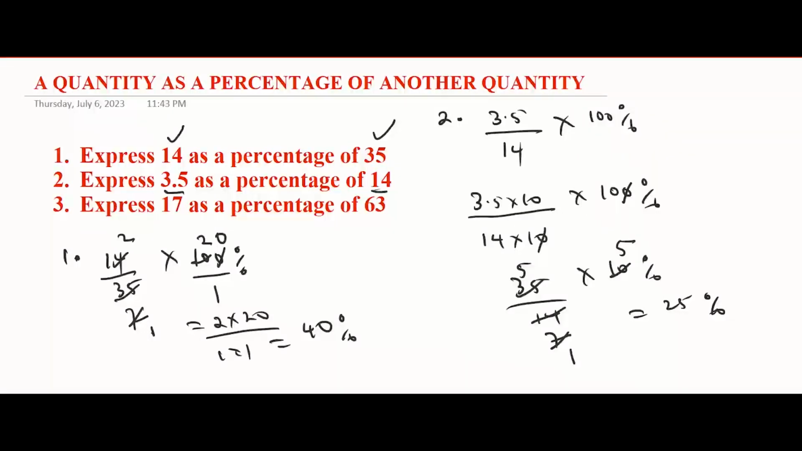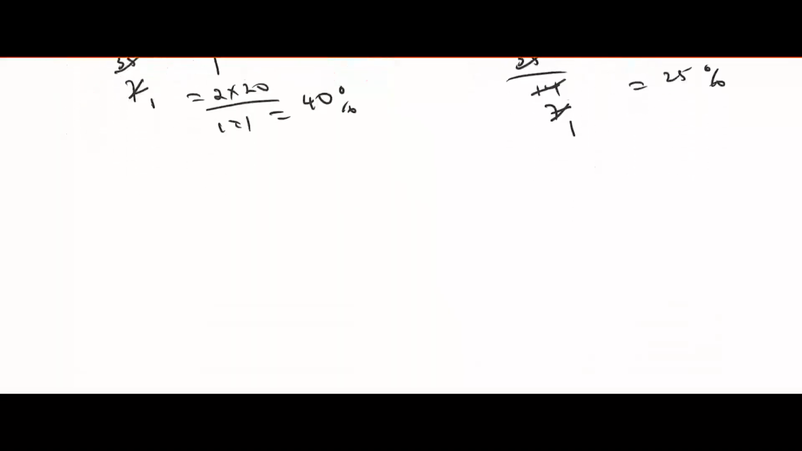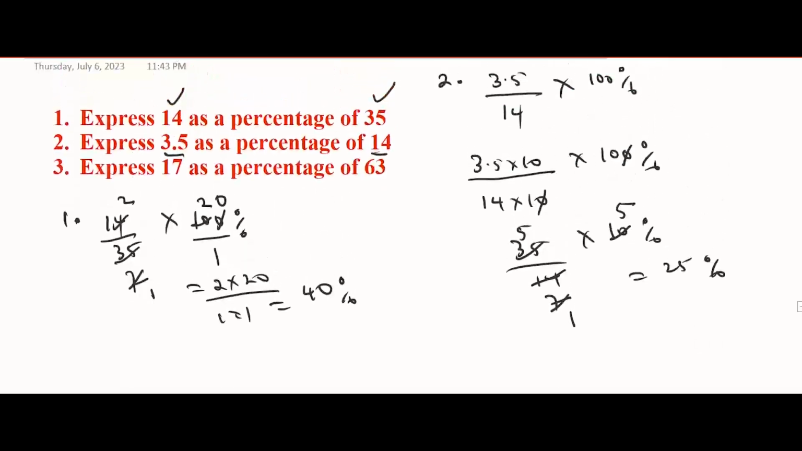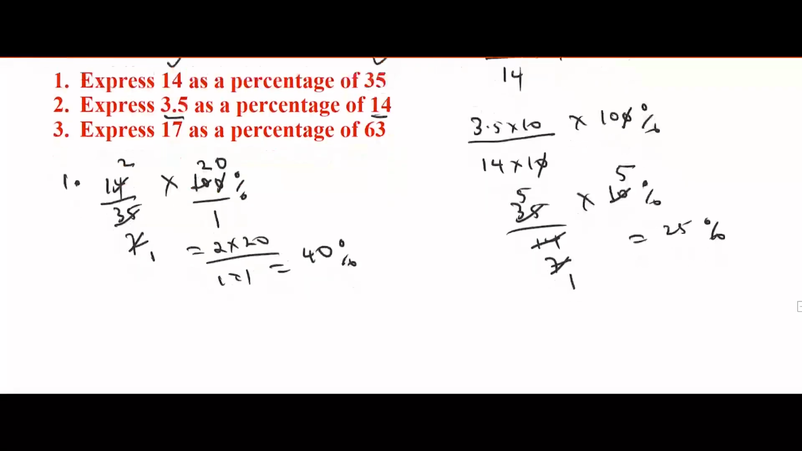Okay, so we need to scroll down to have more space. So for the third one, we want to write 17 as a percentage of 63. Express 17 as a percentage of 63. So that means 17 will be the numerator, then 63 will be the denominator, then multiplied by 100%. Okay, obviously there's nothing that can go here, so obviously we need a calculator.